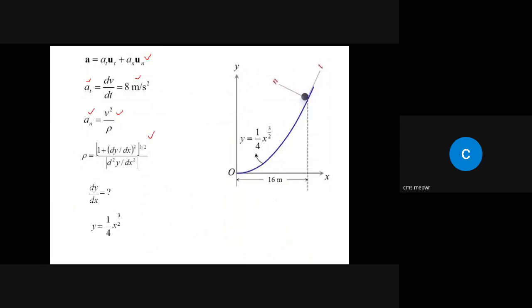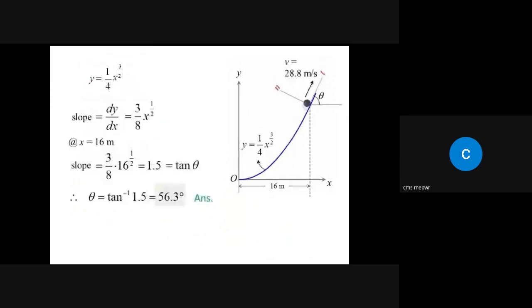So for that, we need dy by dx. We know that y is equal to this thing, so take its derivative with respect to x. When you take its derivative, dy by dx, you get this thing. Put x is equal to 16. When you put it, you will get 1.5. So dy by dx at x is equal to 16 meter is 1.5.